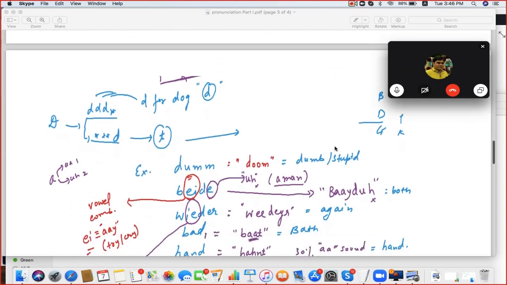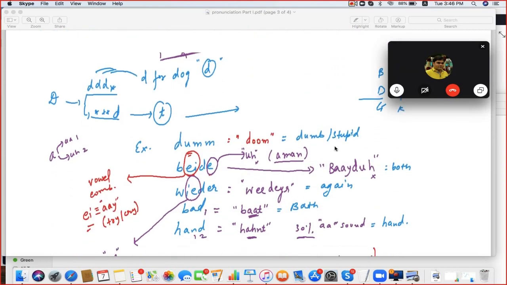Next is D. D in the end is T. Beginning or middle is D for dog. So speak the example. Doom. Is it doom or doom? Doom. Okay.